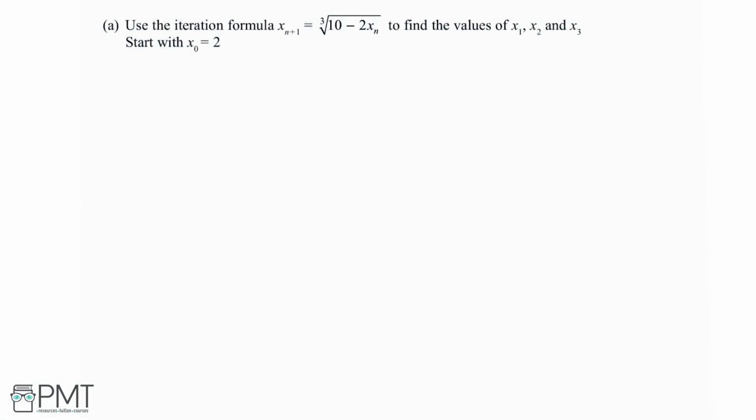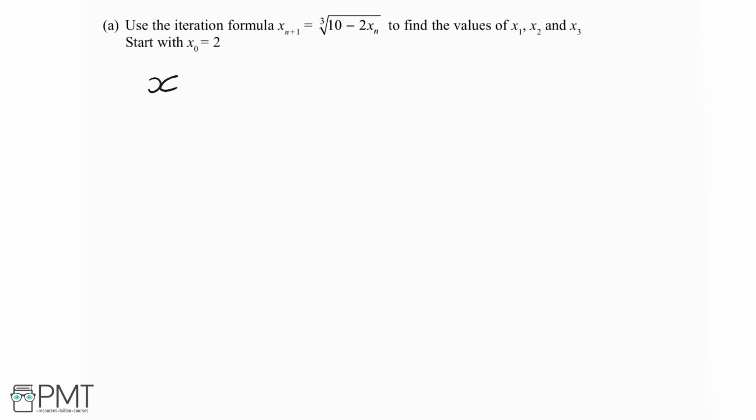Part A says you use the iteration formula x n plus 1 equals the cube root of 10 minus 2 multiplied by xn to find the values of x1, x2 and x3, starting with x0 equals 2. So what does this mean here? Here we're referring to xn, which is our current value of x. In order to get the next value of x, x of n plus 1, we're going to do the cube root of 10 minus 2 over the current value of x. And that will give us the next value of x.